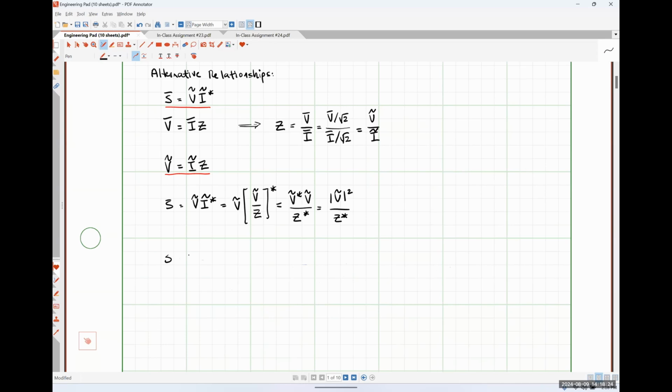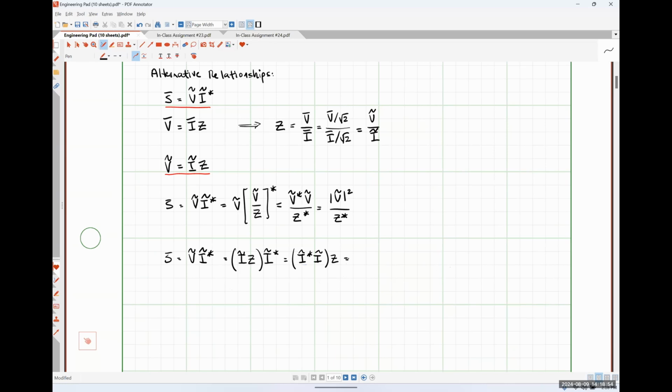So once again, we can start with the relationship that S is equal to V times I conjugate. Now we're going to just directly substitute in Ohm's law. So replacing V will be I times Z, and then we're going to have I conjugate over here. This looks like I conjugate times I times Z.